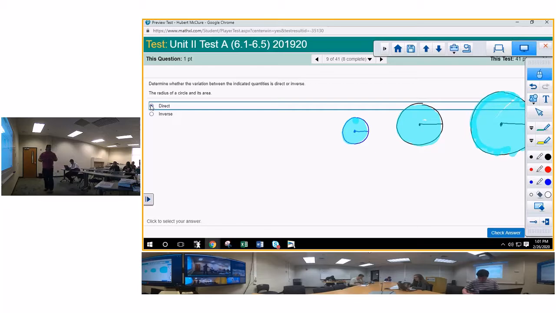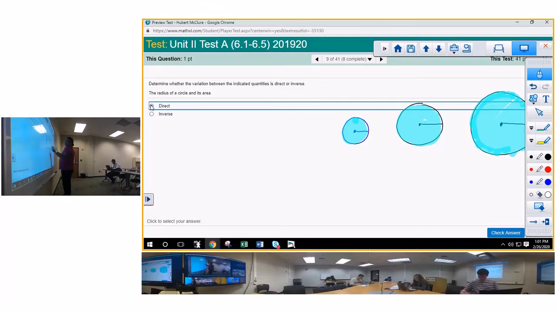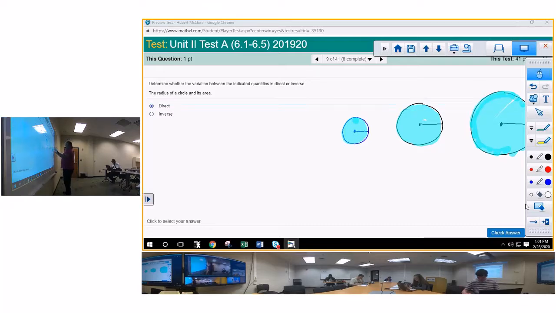So let's do it again. This radius is increasing. See? This looks like what, 2 inches? This looks like 4 inches. This looks like whatever. Okay? The radius is increasing. What's the area doing? It's increasing. They're both going the same direction. They're both going the same direction, it's direct.